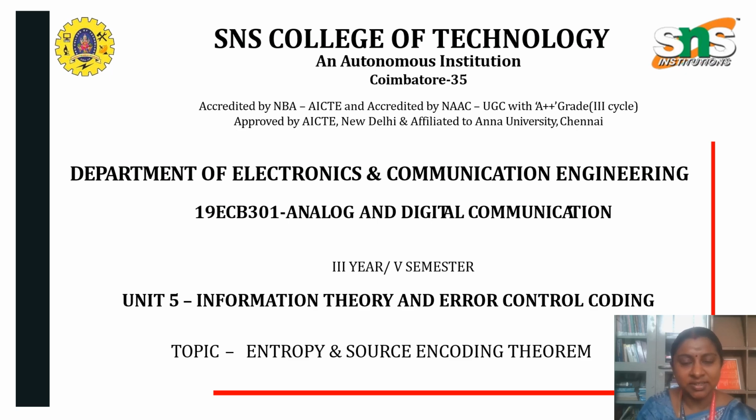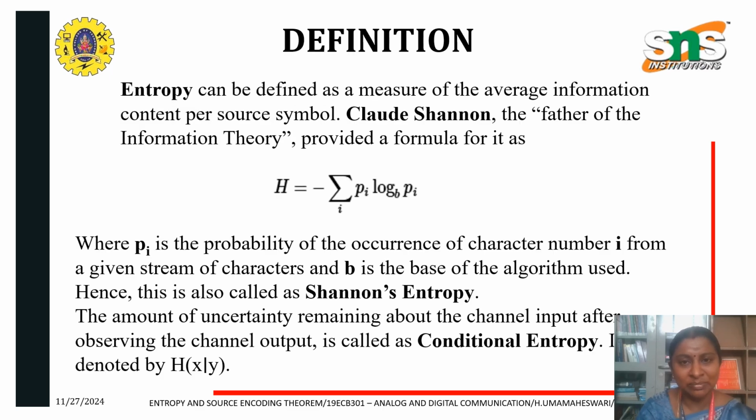In this video lecture series, I'm going to explain what is meant by entropy and the source coding theorem. Entropy can be defined as a measure of the average information content per source symbol. Information theory provides a formula for this: H equals minus summation of Pi log_b Pi, where Pi is the probability of the occurrence of character number i from a given stream of characters, and b is the base of the logarithm used. Hence, this is also called Shannon's entropy.